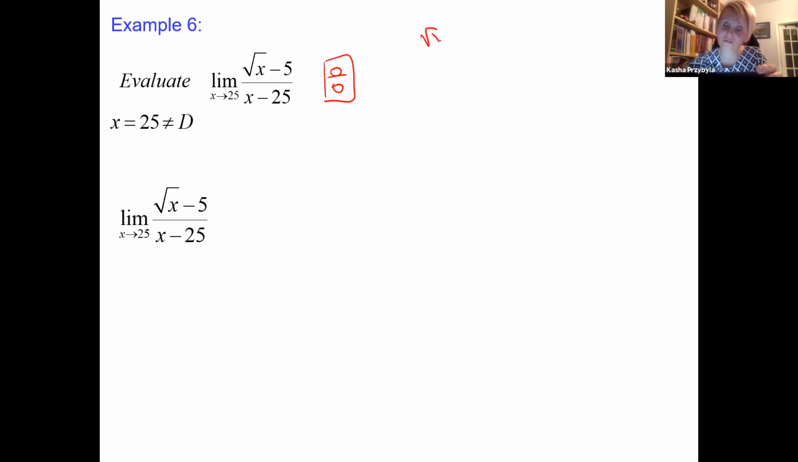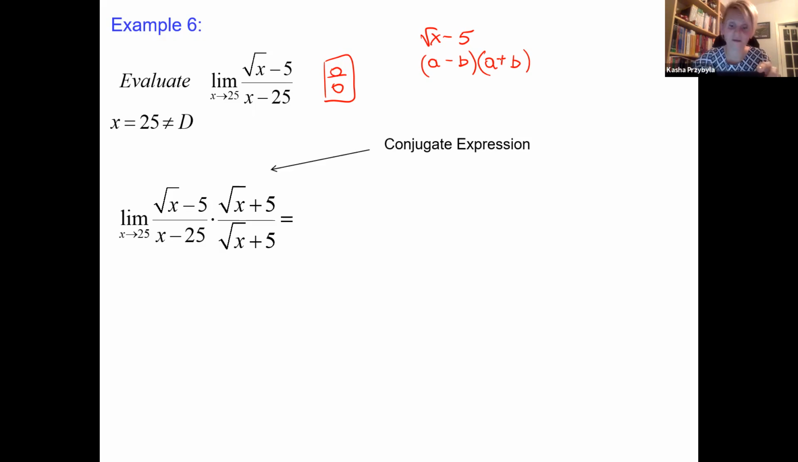Let's say we have square root of x minus 5. That's the square root expression. I will say that this is a and this is b. The conjugate expression is just the same a, the same b, but plus. That means square root of x minus 5, square root of x plus 5.